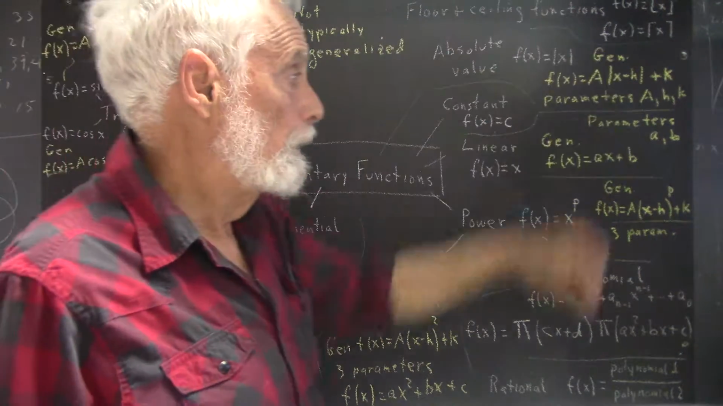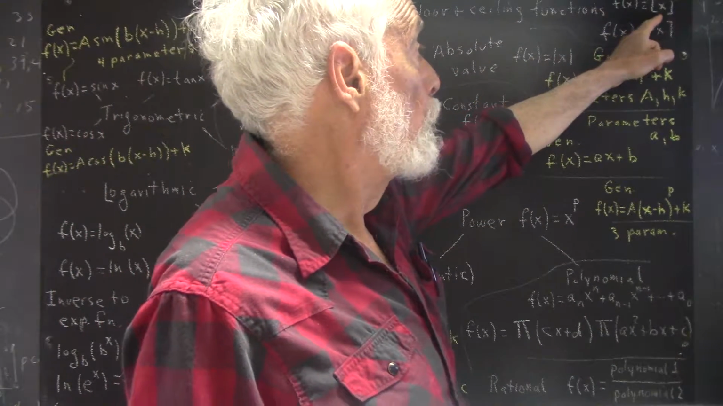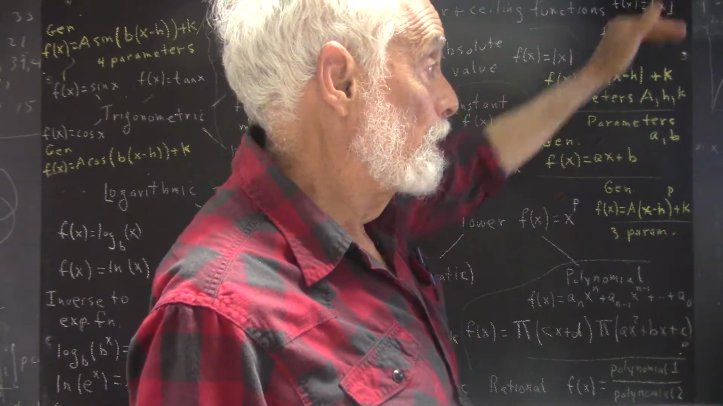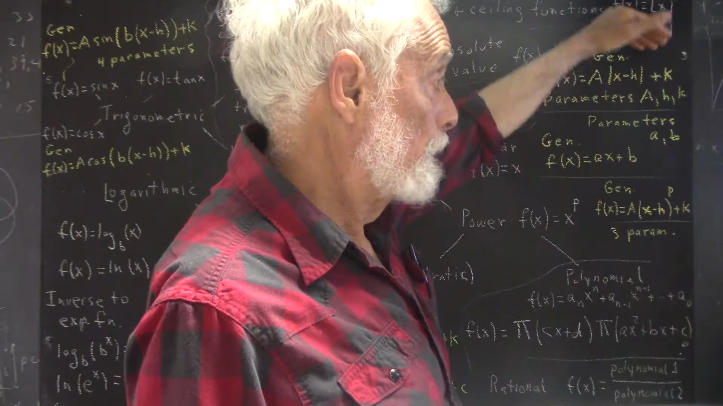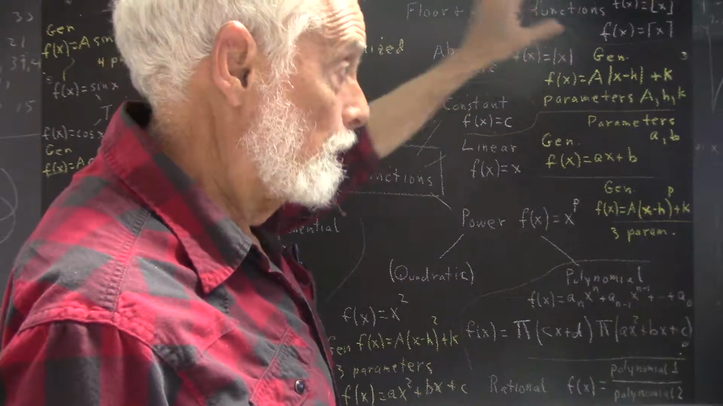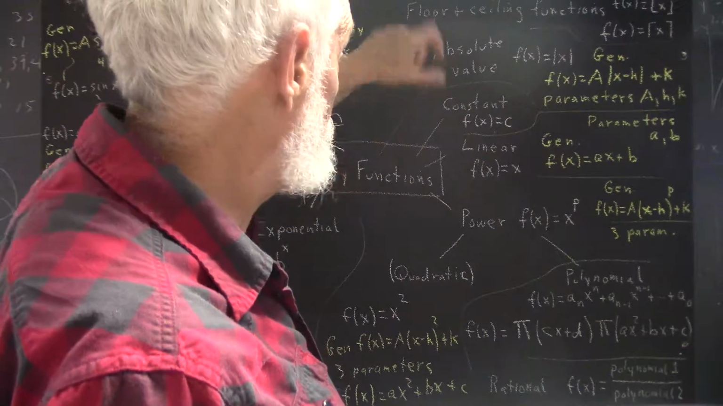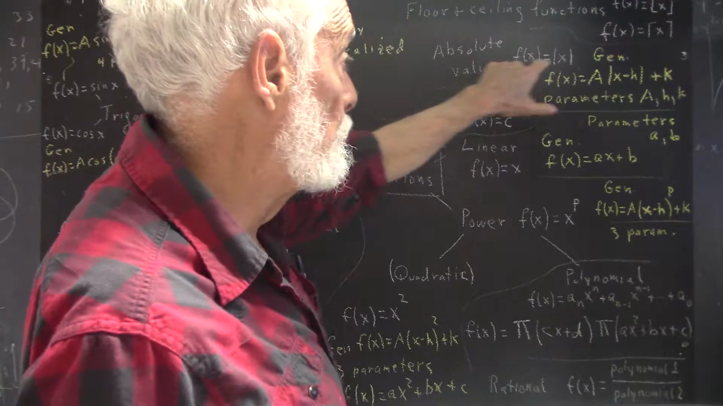Now, there are a couple of other functions that I've listed. The floor and ceiling functions. The floor of x is the greatest integer that's less than x. The ceiling of x is the smallest integer that's greater than x. These are important functions. They're not really elementary functions. They're not basic elementary functions, nor is the absolute value, but it's an important function.